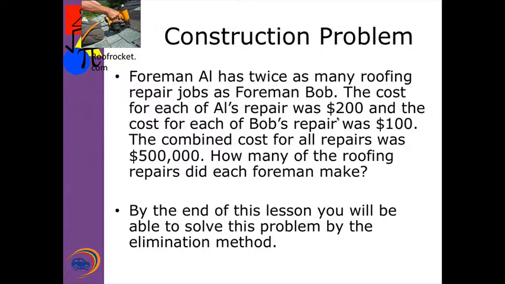Here's a problem. Foreman Al has twice as many roofing repair jobs as Foreman Bob. The cost of each repair for Al was $200 and the cost for Bob's was $100. The combined cost of all the repairs they did was $500,000, and we need to find out how many roofing repairs each foreman made. And so by the end of this lesson, you'll be able to solve this by the elimination or the addition method.